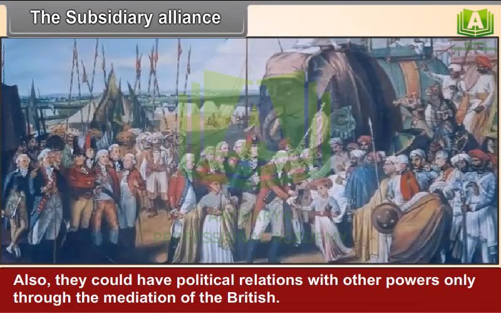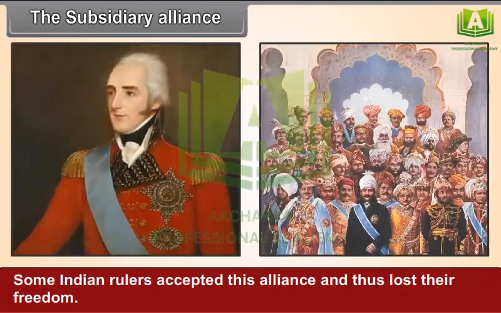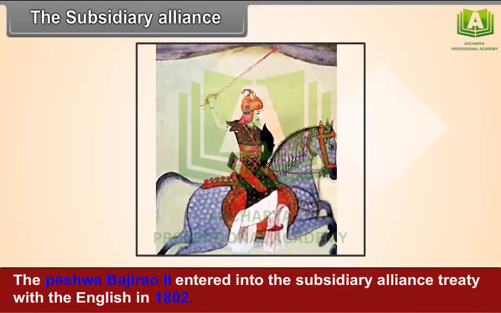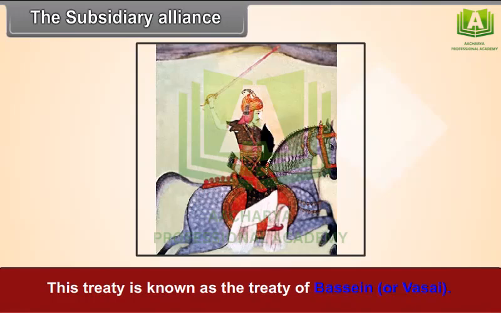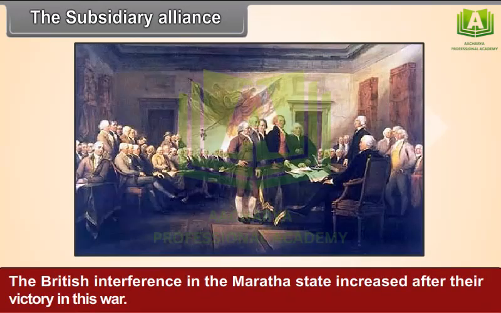Also, they could have political relations with other powers only through the mediation of the British. They had to maintain a British resident or political agent at their courts. Some Indian rulers accepted this alliance and thus lost their freedom. The Peshwa Bajirao II entered into the subsidiary alliance treaty with the English in 1802. This treaty is known as the Treaty of Bassein or Vasai. Some Maratha Sardars opposed this treaty. This led to the Second Anglo-Maratha War. The British interference in the Maratha state increased after their victory in this war.